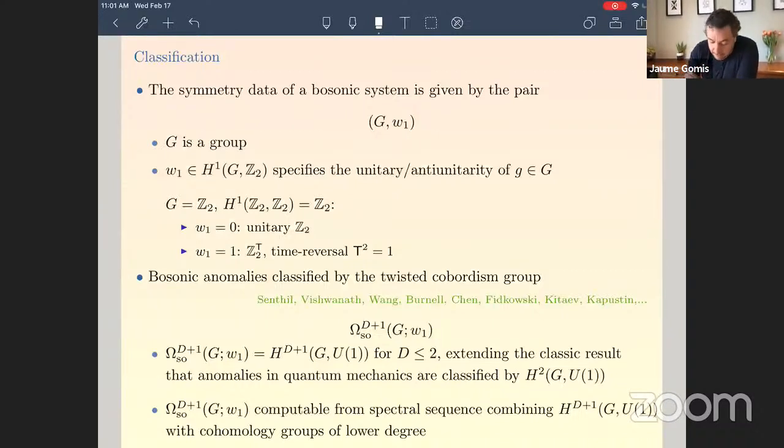I'm not going to try to define very carefully what this cobordism group is. I will tell you the details that will matter for us later. One observation to make is that this twisted cobordism group reproduces group cohomology when the dimension is not too large. This extends the classic result that anomalies in quantum mechanics are classified by projective representations, aka the second cohomology group with values in U1.